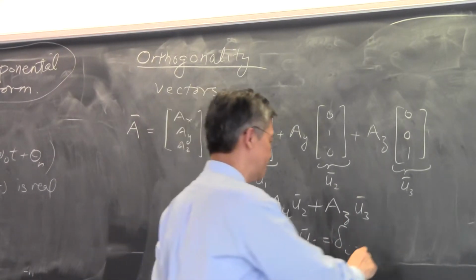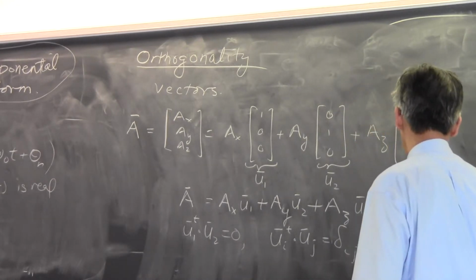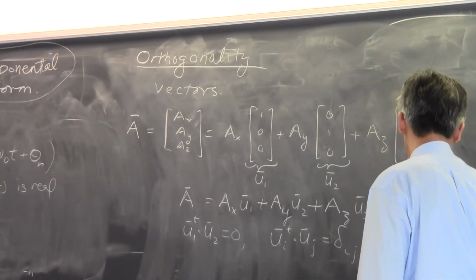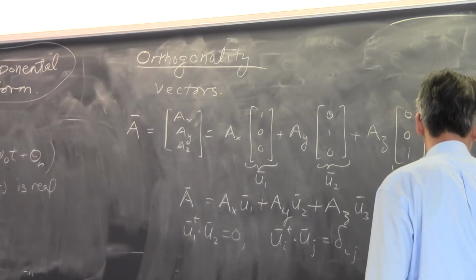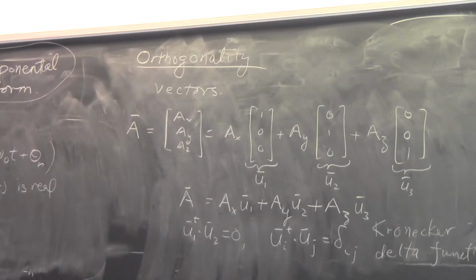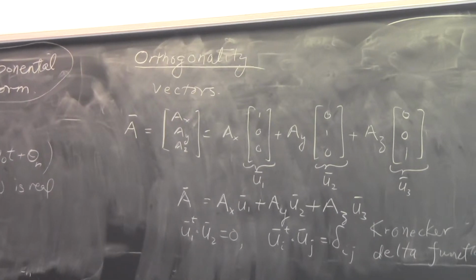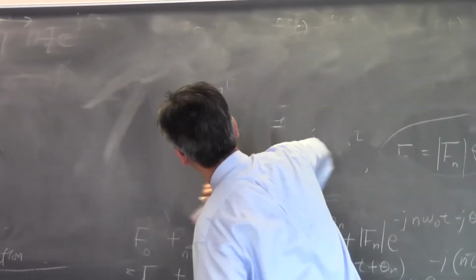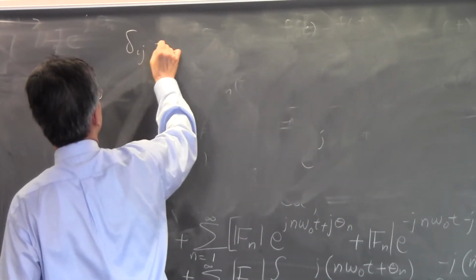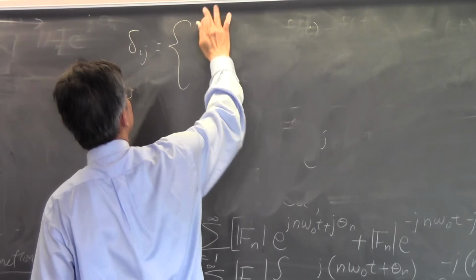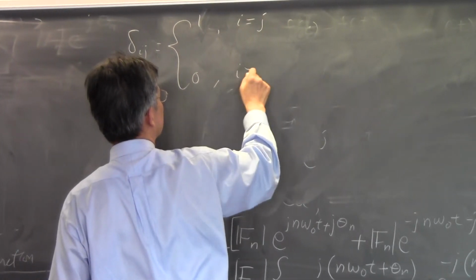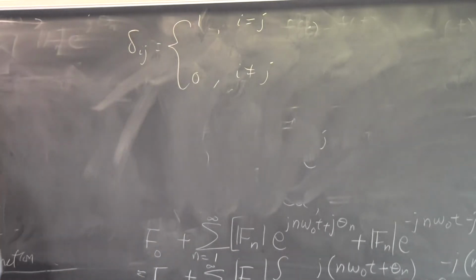This is called the Kronecker delta function. The Kronecker delta function has the property that it is equal to 1 when i equals j, and equal to 0 otherwise. Okay, it has this property.